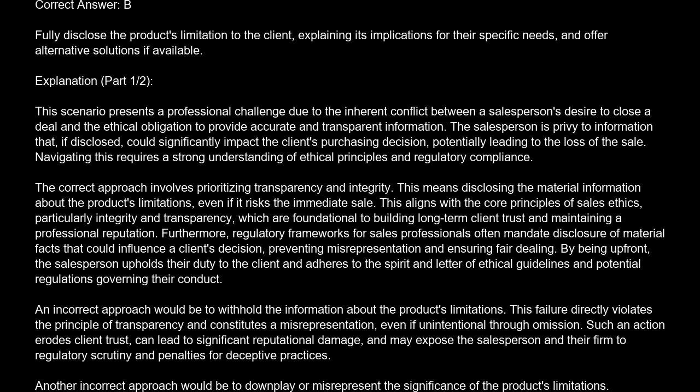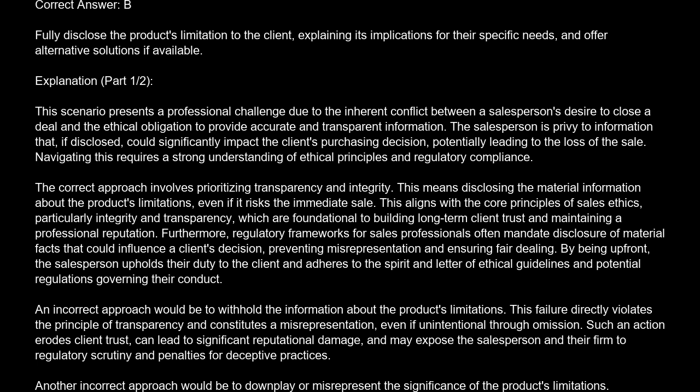Furthermore, regulatory frameworks for sales professionals often mandate disclosure of material facts that could influence a client's decision, preventing misrepresentation and ensuring fair dealing. By being upfront, the salesperson upholds their duty to the client and adheres to the spirit and letter of ethical guidelines and potential regulations governing their conduct.